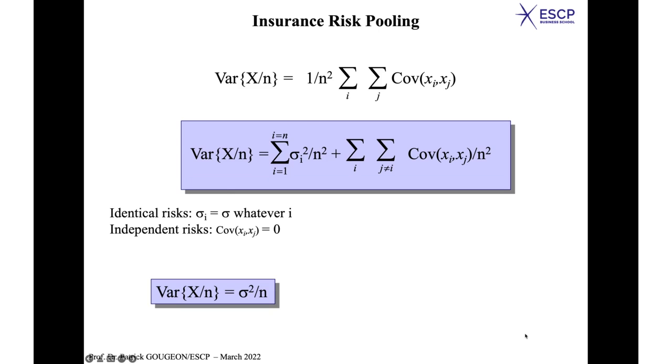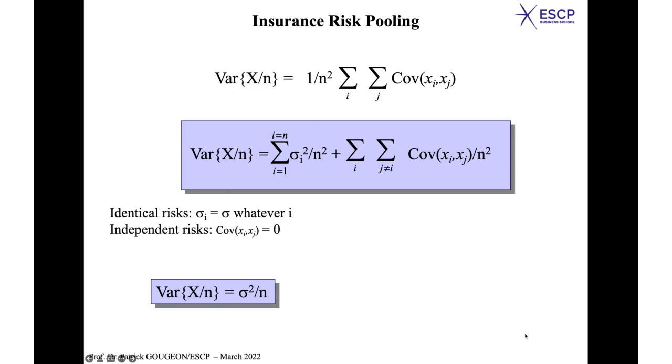In other words, we end up with a variance of X over n, which is just the variance of the risk over n. Okay, so if we have this, because the sum of all the variances means n times sigma squared, and since it is over n squared, you end up with this formula: the variance of capital X over n, the variance of the expected loss, is just the variance of one unit over n.